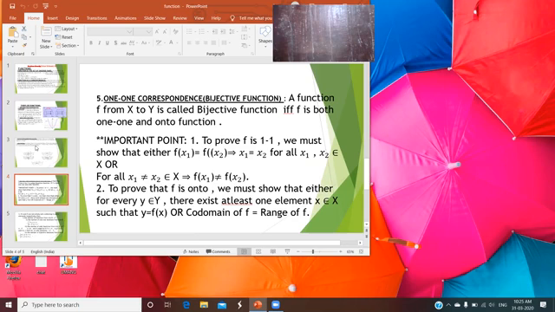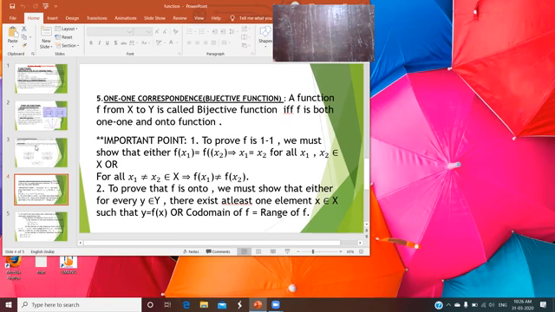And here we have some important points which are given here. The first one is, if you want to prove that the function is 1-1, you have to use one of two methods. Either you take f(x1) equal to f(x2) implies x1 is equal to x2 for all x1, x2 belonging to X. X means what? Domain of f. The first method is applied here.